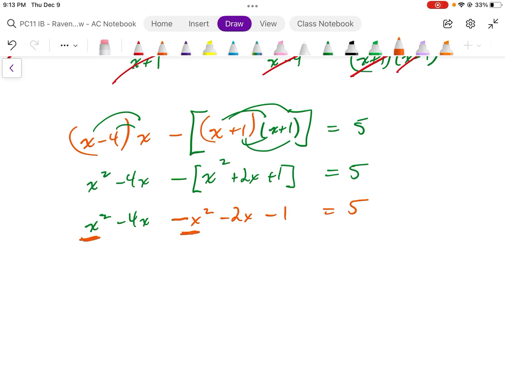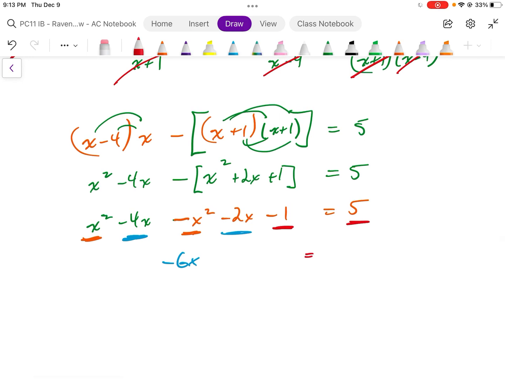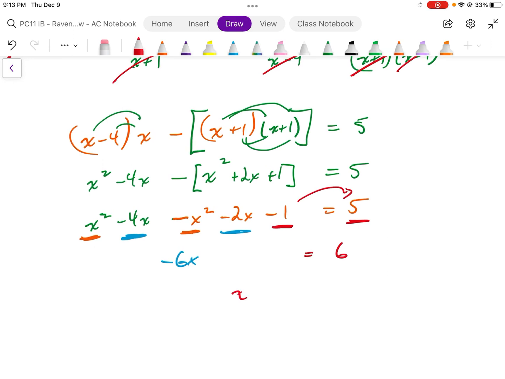And what I notice is the x squared minus x squared cancel each other out to make 0. The next like term: minus 4x minus 2x. Well, that creates negative 6x. And then negative 1 and 5 are constants, so I'm going to put those together. In fact, I'm going to add 1 to both sides. So that just creates 6. So negative 6x is equal to 6. I'm going to divide both sides by negative 6. So 6 divided by negative 6, I get x is equal to negative 1. So that's my solution.